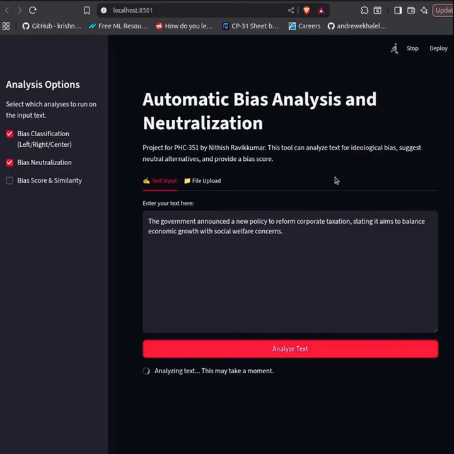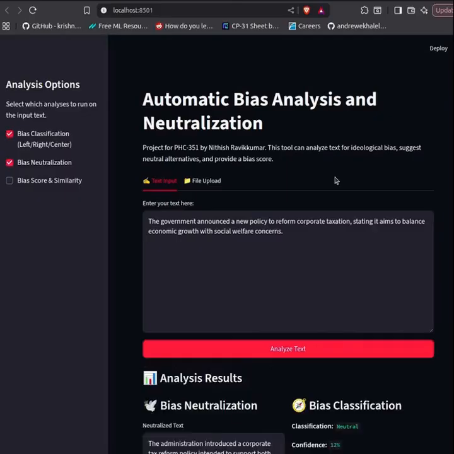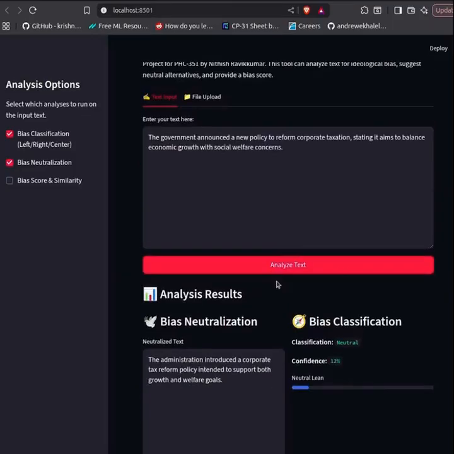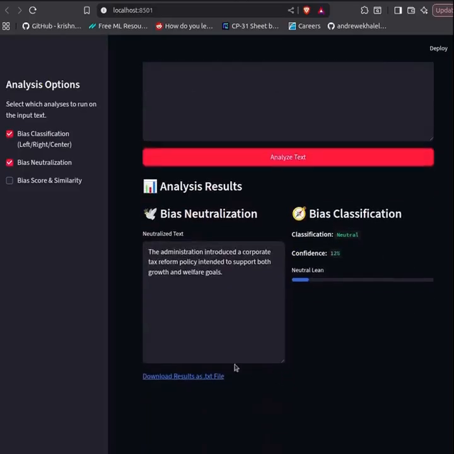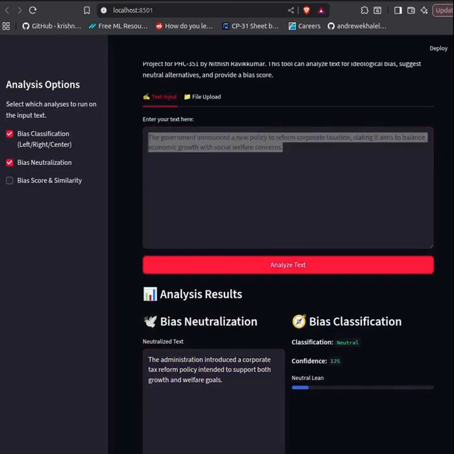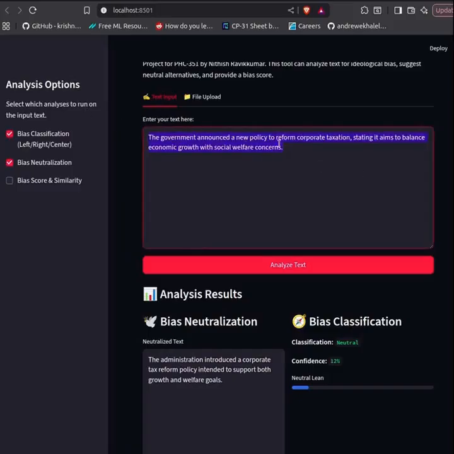Since the model is running locally on my laptop's GPU, which is limited, the execution takes some time. So the result shows that the input was neutral in bias, and the rewritten statement is fairly similar to the input statement. Now I will be running another example through this model, and I will also be looking at that output.